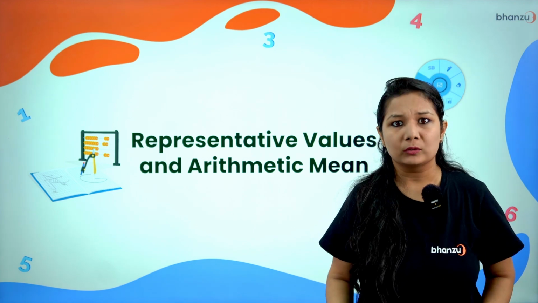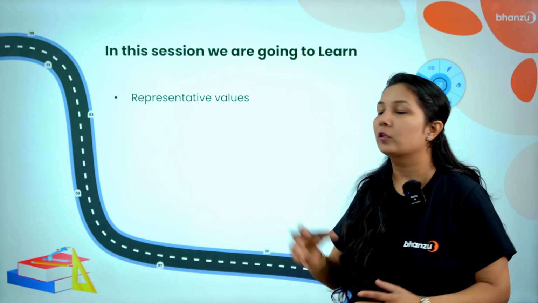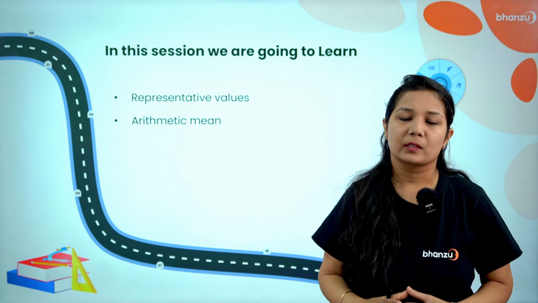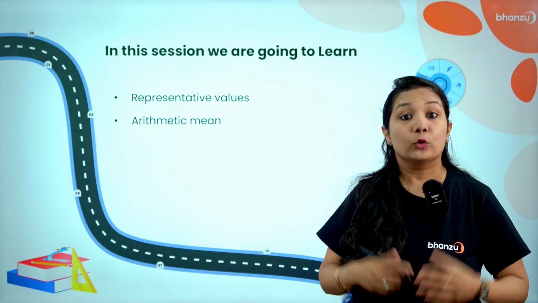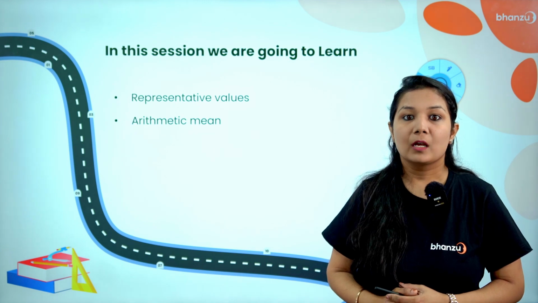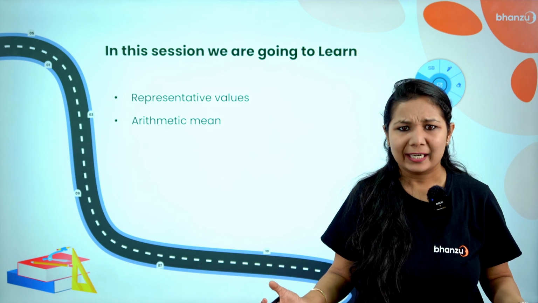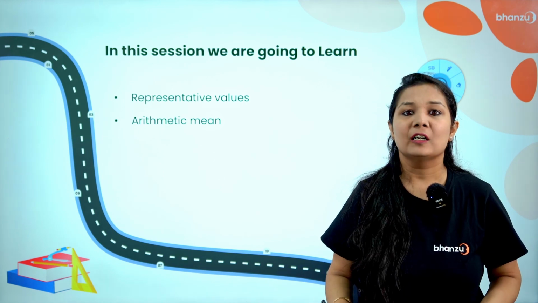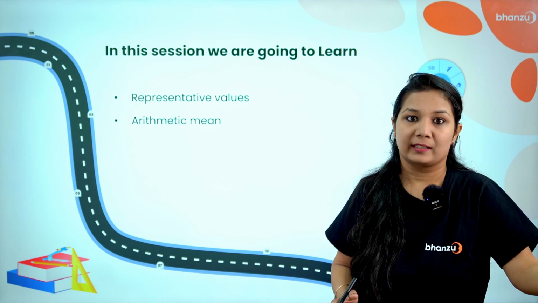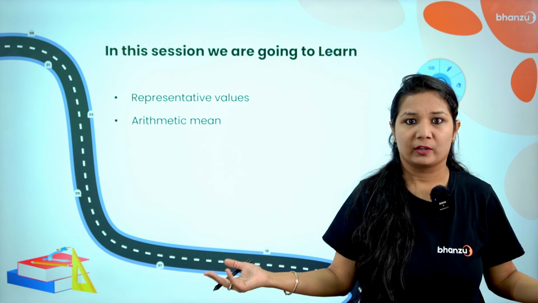So let's talk about this, but before that, these are the subtopics which we are going to cover in today's session: representative values and arithmetic mean. But before we move ahead, do you remember what you had learnt earlier about this topic? How many of you remember what is data? It's a collection of information, right? How do we handle data? First of all, we'll need to collect the data and then we can represent it. And the ways of representing data are totally different, right?